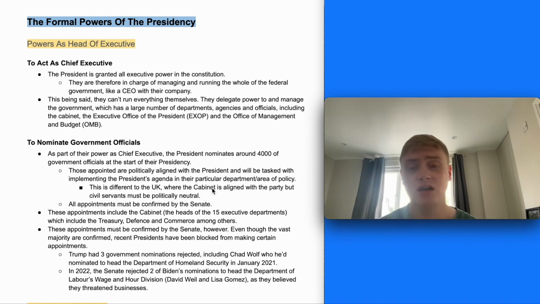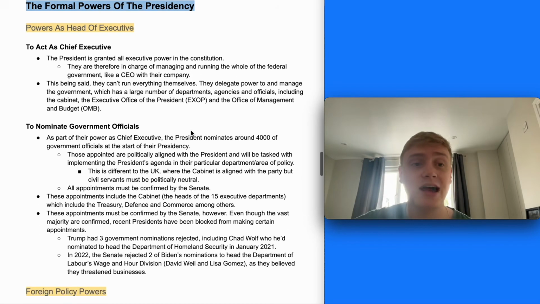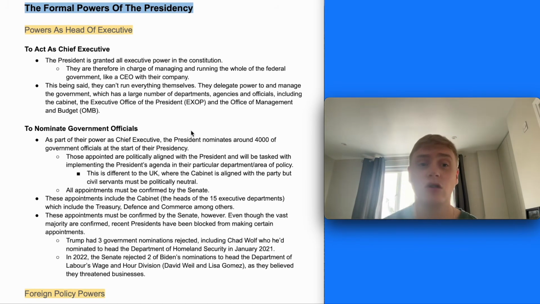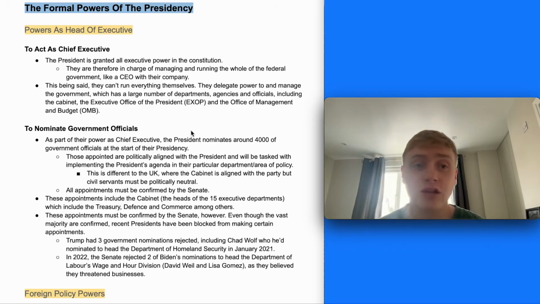And then finally, the key part of the video we're going to have a look at is the formal powers of the presidency. The first key power is their power as head of the executive. So the president is granted all executive power in the Constitution. They're therefore in charge of managing and running the whole of the federal government, like a CEO is with their company.